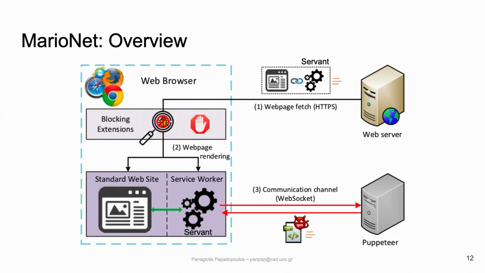Here we see the high-level overview of MarioNet. As we said, everything begins with a visit where the user is visiting a web server, either benign or compromised. And the user receives the servant along with the useful content of the web page. The servant gets registered inside a service worker, and then it establishes a communication through a WebSocket with the puppeteer. And as you can see, even if there is a blocking extension deployed on the web browser, it cannot monitor the communication of servant and puppeteer.